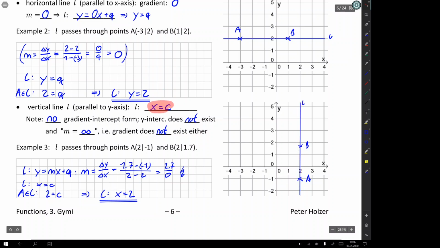And in general, for x equals c, if I take, for example, this line here, we see immediately all points on this line have the x-coordinate -1. So the equation of this line will be x equals -1.